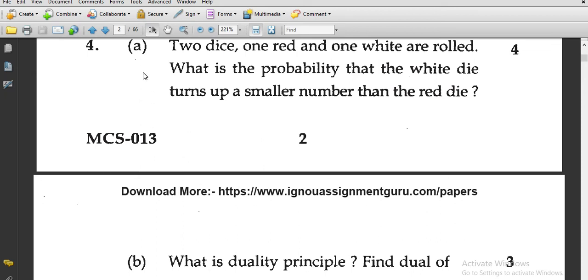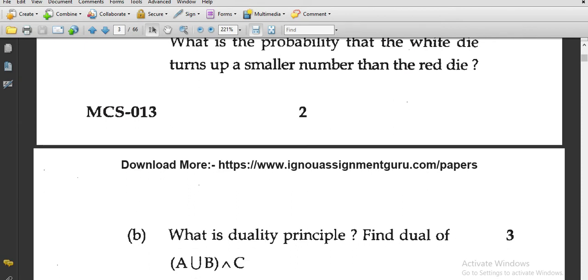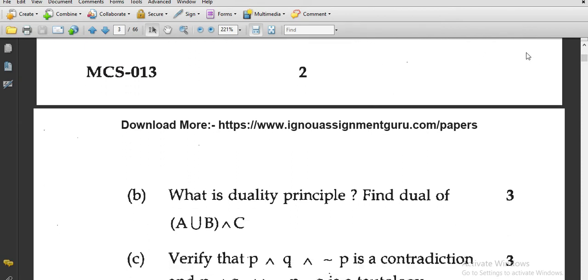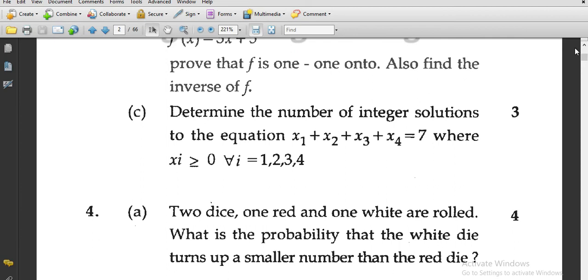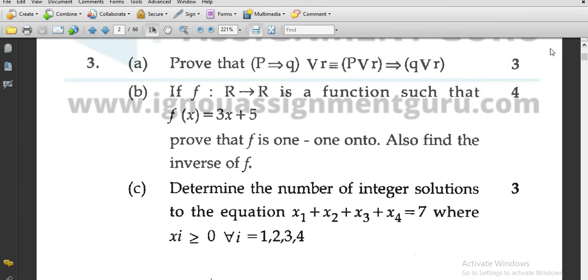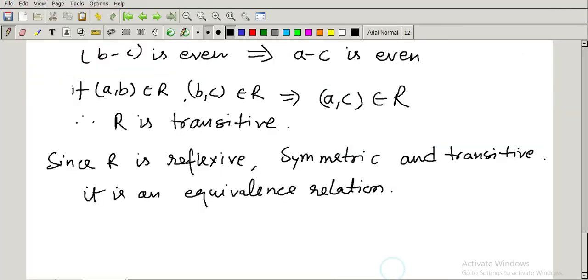So let us solve it further. The fourth question, right? The fourth question is this one. Okay, no, not the fourth. Question 3, right? Because we have done 1 and 2, so now we will start with this question 3.